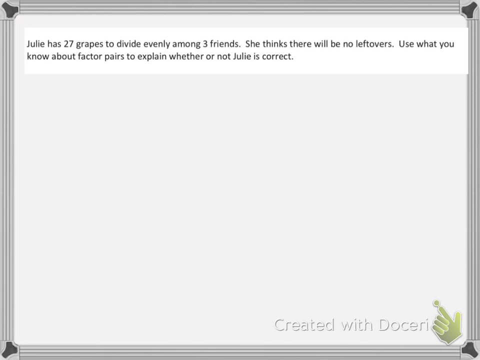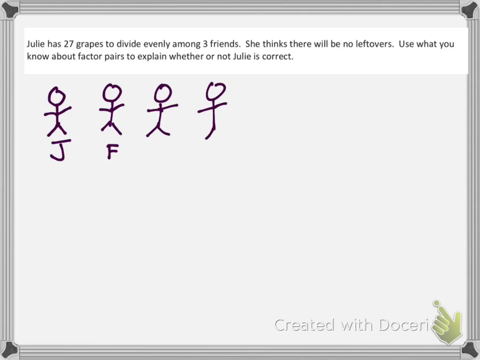Julie has 27 grapes to divide evenly among 3 friends. She thinks that there will be no leftovers. Use what you know about factor pairs to explain whether or not Julie is correct. All right, so let's start drawing some pictures here. This person is going to represent Julie, and she's got 3 friends. So let's make 2 other friends. And she's got a total of 3 friends, and she only has 27 grapes.